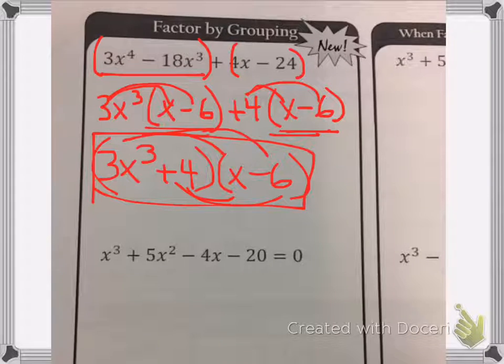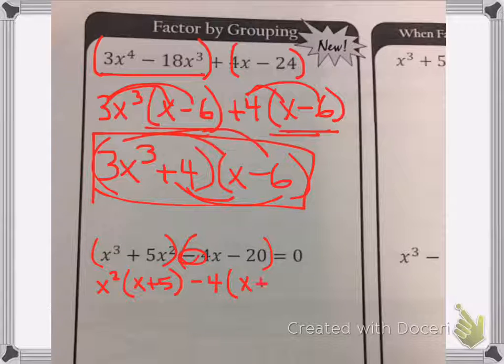Same thing happens on the next one. So factor the first two together, factor the last two together. We're going to find a greatest common factor. So here the greatest common factor is x squared. I'll be left with x plus 5. Here I'm going to factor out a negative 4 because of the sign right here. When I do that, I'll be left with x plus 5. That tells me that I did it correctly because my x plus 5s are the same.